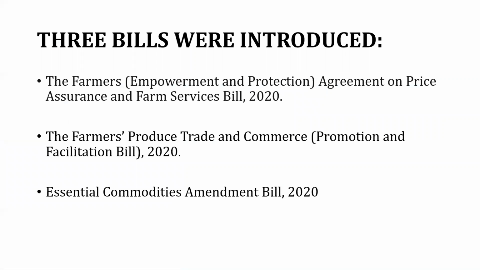Now, there were three bills which were introduced. The first bill talks about contract farming, the Farmers Empowerment and Protection Agreement on Price Assurance and Farm Services Bill. The second bill talks about how the farmers are going to sell their produce, whether it would be within the mandis, whether it would be outside the mandis, within the state limits, throughout the country, etc. The third one is the Essential Commodities Amendment Bill. This talks about the way the state is going to regulate or deregulate the essential commodities.